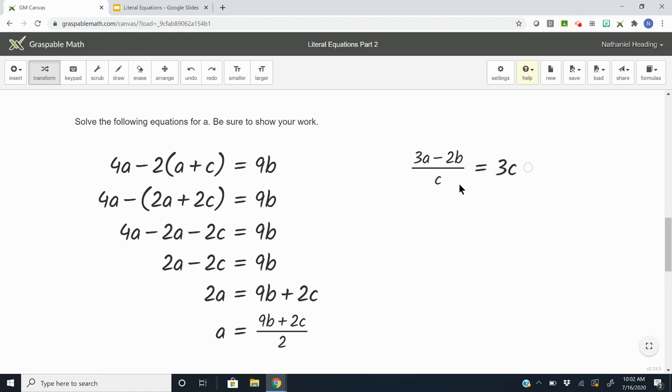Now let's try this one. I want you to give it a shot, pause the video, solve for A, and I'll go over it here in just a moment. All right, let's give this a go.